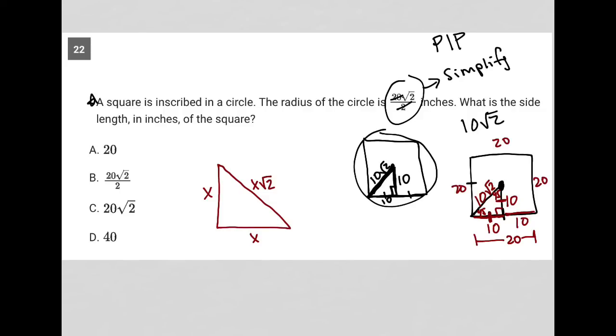What's the question asked for? What is the side length in inches of the square? Well, we just found it. It's 20. So our answer here must be choice A.